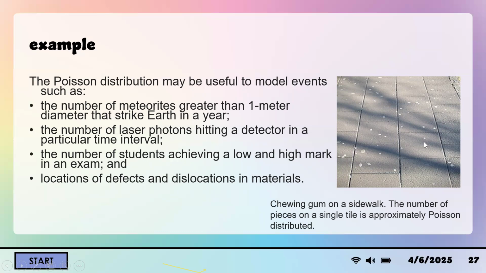So as you can see here, we have a picture which is basically marking chewing gum on a sidewalk. The number of pieces on a single tile is approximately Poisson distributed. So you can see it is in a time interval and not in a fixed frame, but you can basically measure the number of events which are taking place in a time interval.